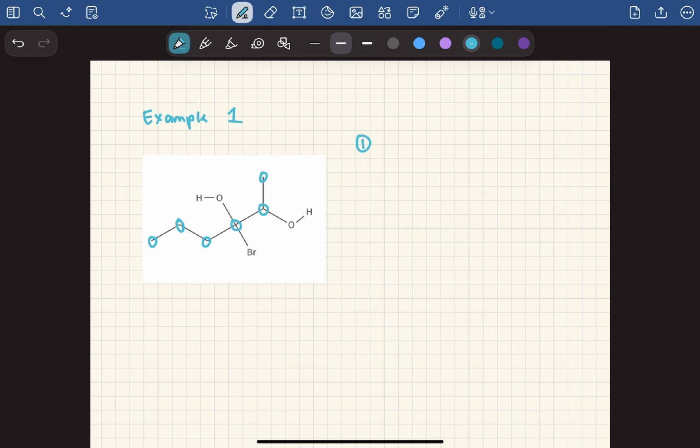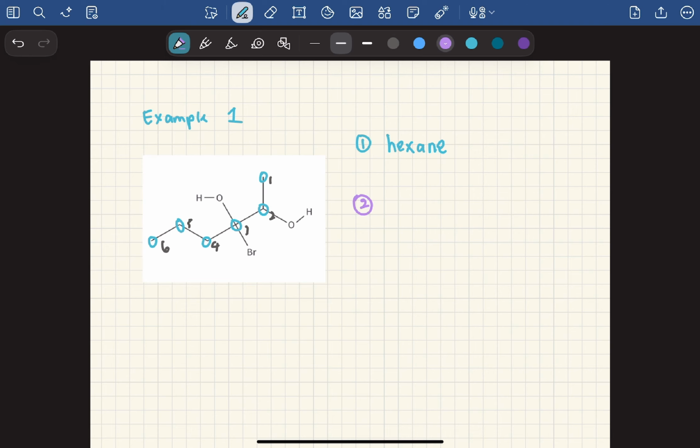Since all of them are single bonds, I would find the prefix with 6, which is hex, and hexane, since it's an alkane. And next, I would count my carbons. So, as you can see, if I count 1, 2, 3, 4, 5, 6 this way, they would be on 2 and 3. If I did it the other way, they would be on 4 and 5. And since 2 and 3 is less, I will take 2 and 3.